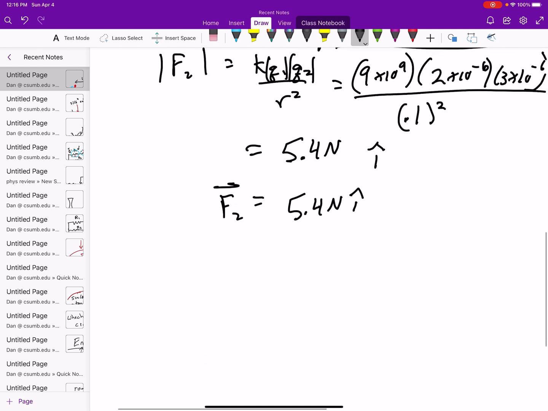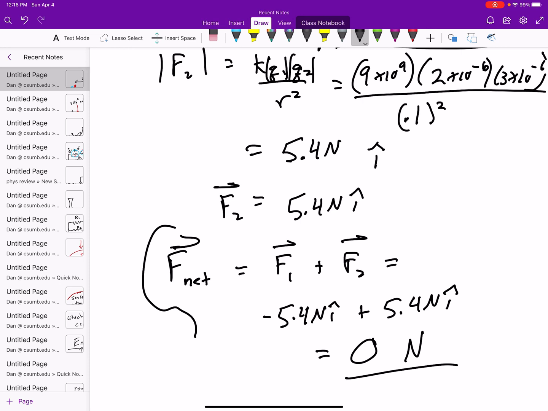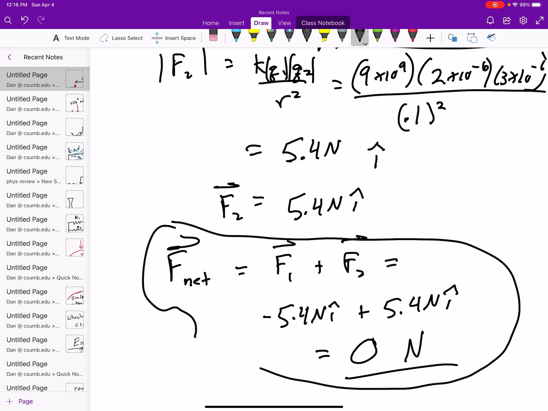All right? Now the net force that acts on the central charge is equal to the sum of F1 and F2. And so if I look at this, I could say, okay, F1 is minus 5.4 newtons I hat, and F2 is 5.4 newtons I hat. Add the two together, I get 0 newtons in this case for the net force. And of course the direction is irrelevant here because the two cancel out. All right, it doesn't always necessarily work out that they cancel out, but they do in this case.